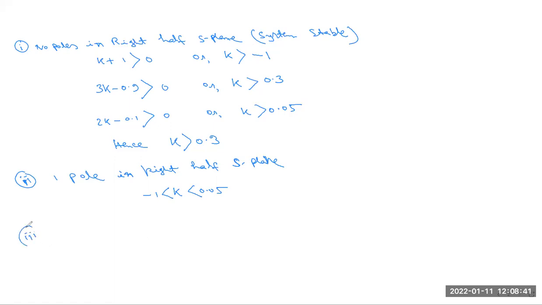Number three, two poles in the right half S plane. That means two changes in sign in the first column. The value is 0.05, that is also less than k, less than 0. So this is basically the required justification of the given answers.